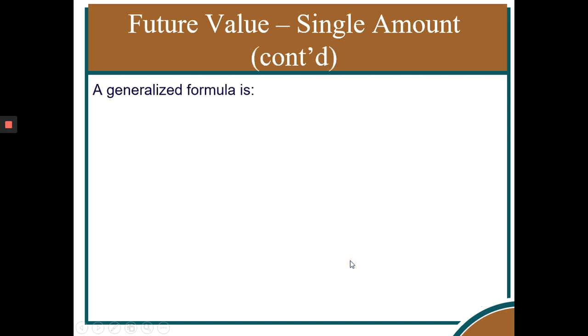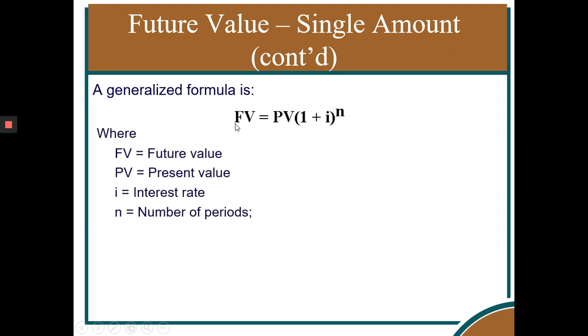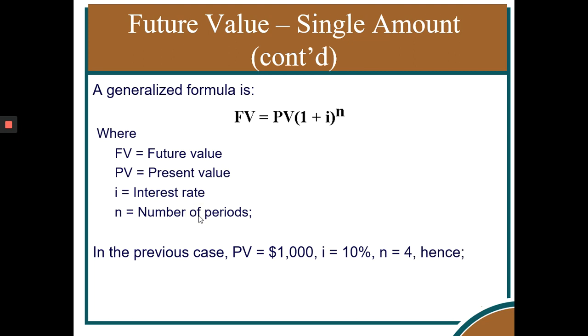So the entire process can be generalized in a formula. If it's 4 years, you can still sit down and calculate, but what if it's 10 years, 20 years, 50 years? You cannot be calculating one by one. So you need to come out with a formula. The generalized formula is: future value equals present value times (1 plus I) to the power of n. I is the interest rate, n is the number of periods.